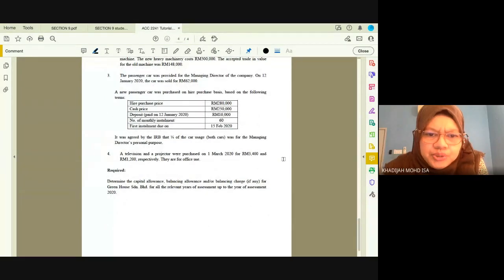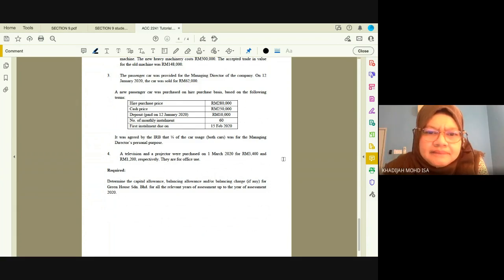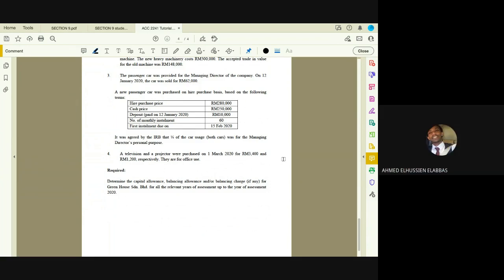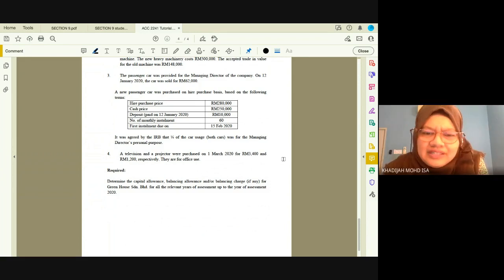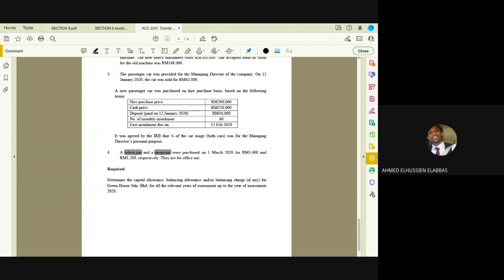So the annual allowance for television should be under which part? Office equipment. Otherwise, which category would you put it under? Motor vehicle? ICT equipment? No, it's not ICT. Projector could be ICT, and printers. Projector is IT, but television is not IT. It's office equipment. Okay, madam. Thank you.